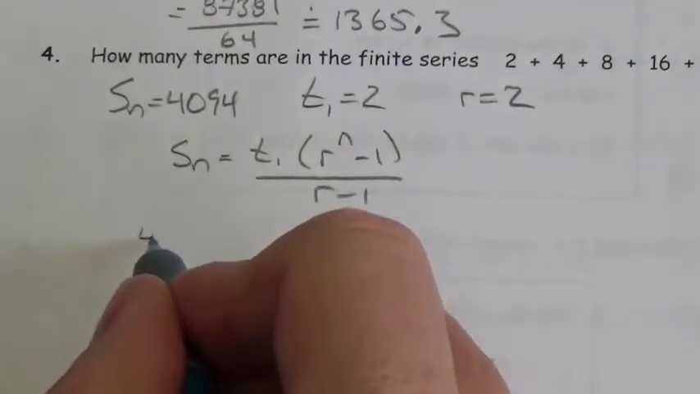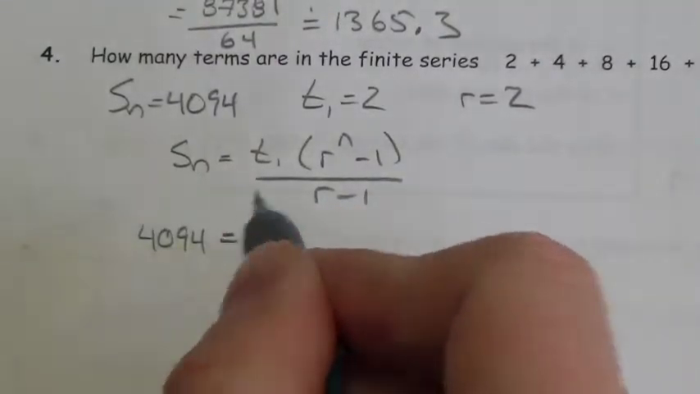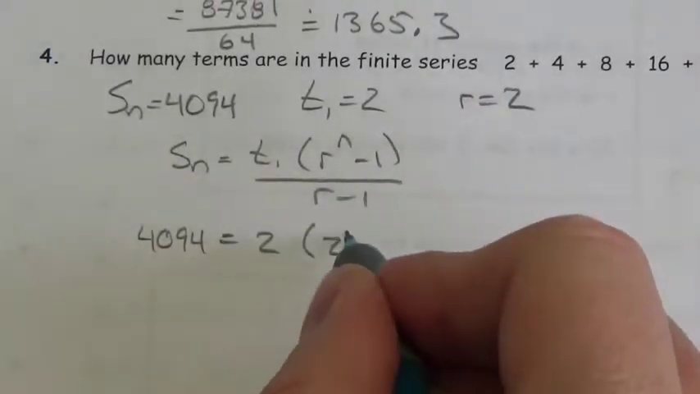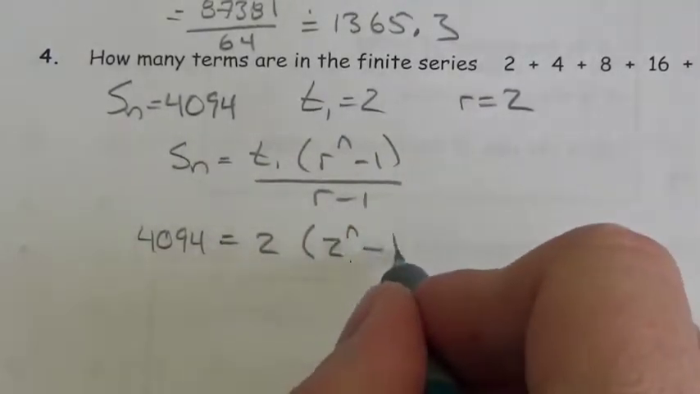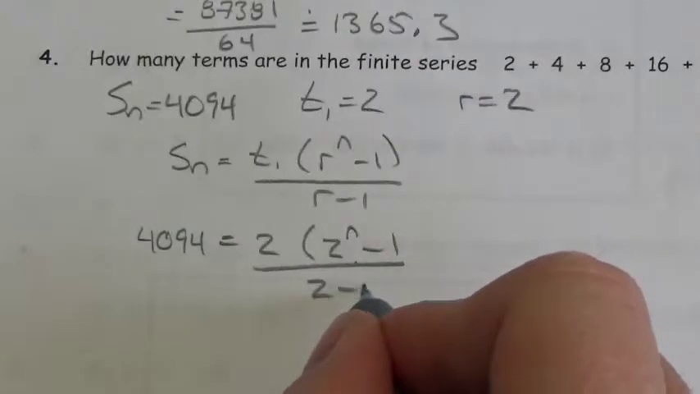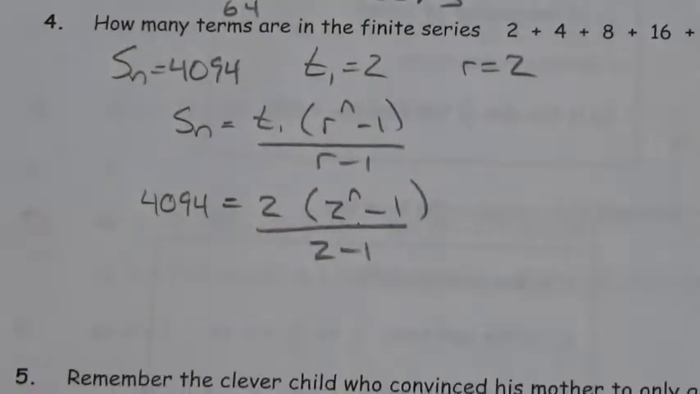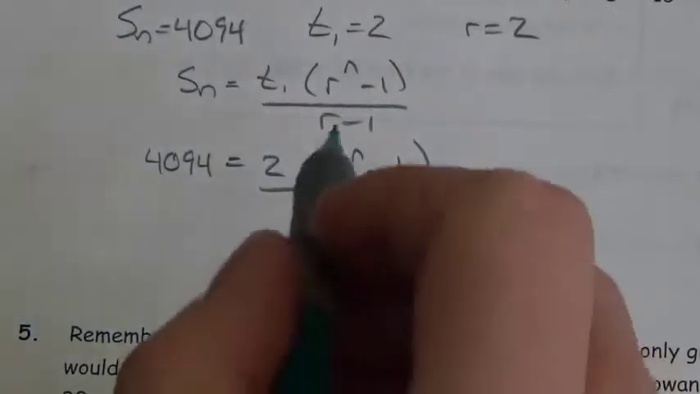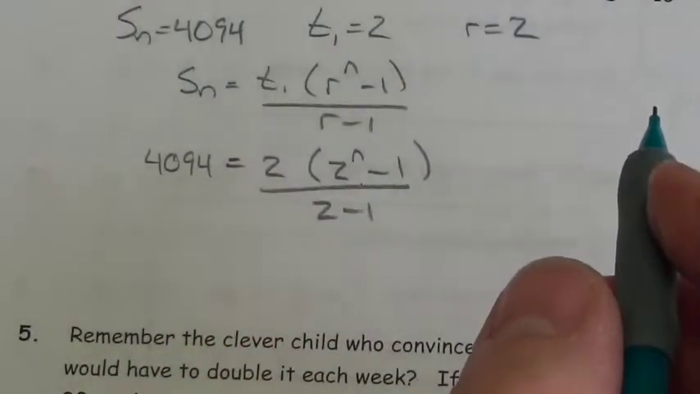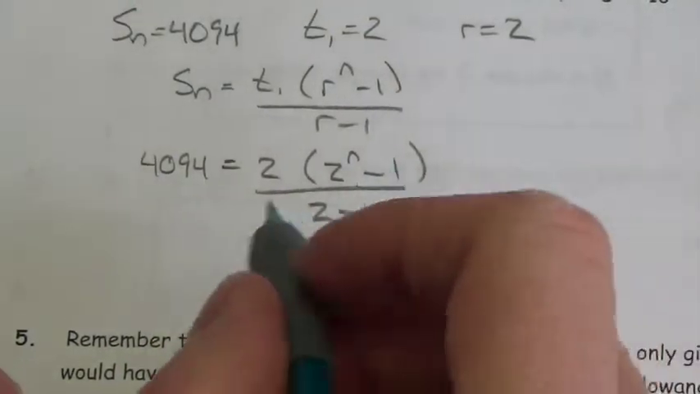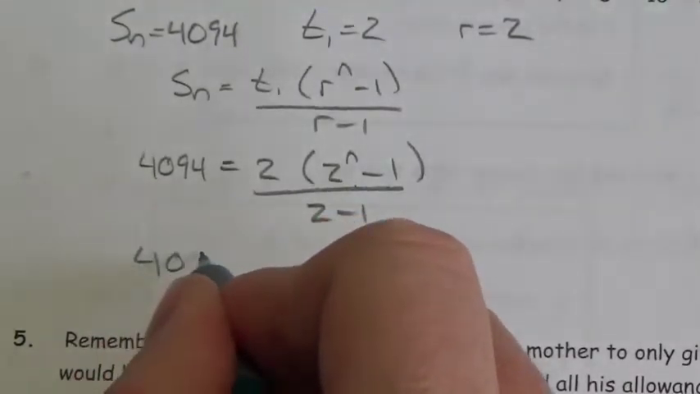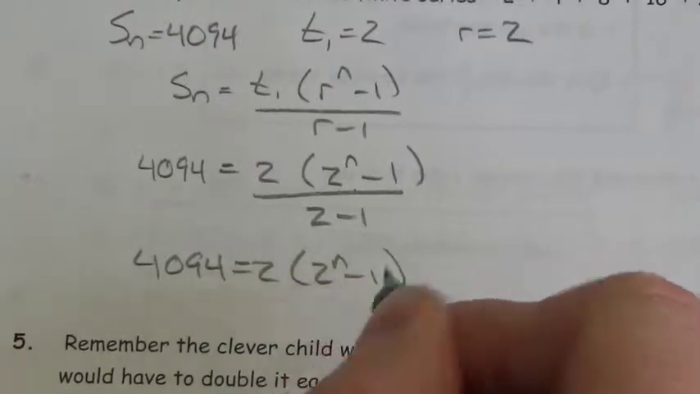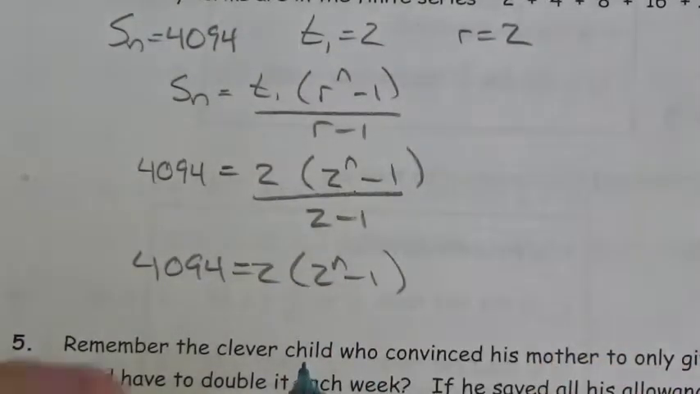So I'm going to get 4,094 is going to equal T1, which is 2. R was 2, so 2 to the n, n is what I'm looking for, minus 1, over 2 minus 1. Well, part of me really likes what I'm seeing here, because the denominator was 2 minus 1. Well, that's just 1. So right away I can write that 4,094 is going to equal 2 to the n minus 1. So I really like that.